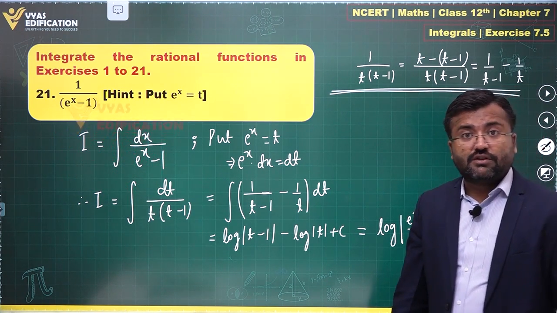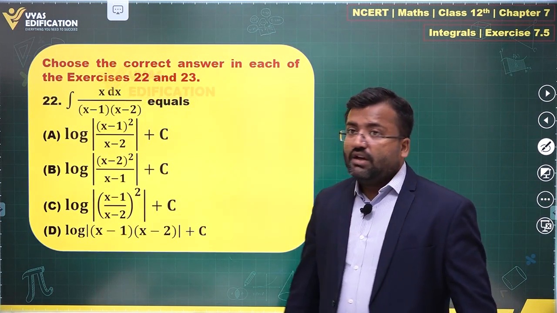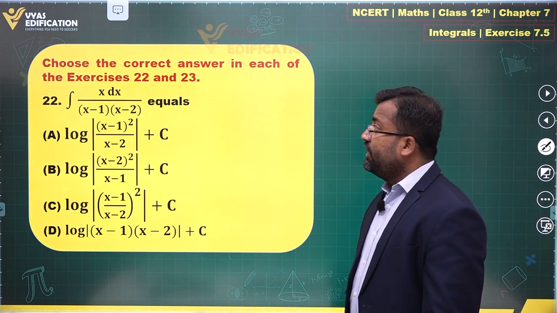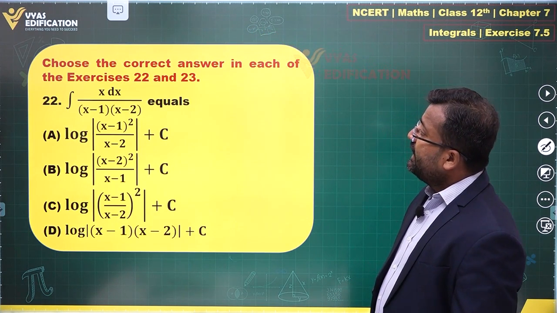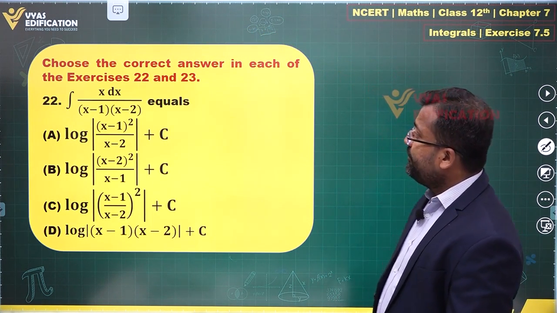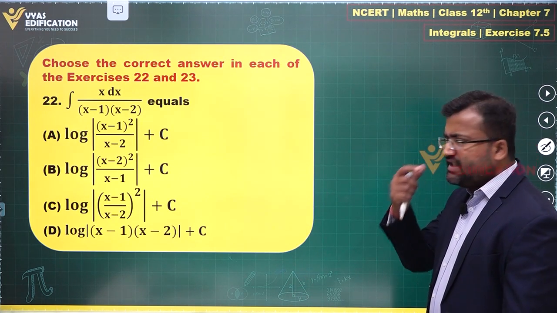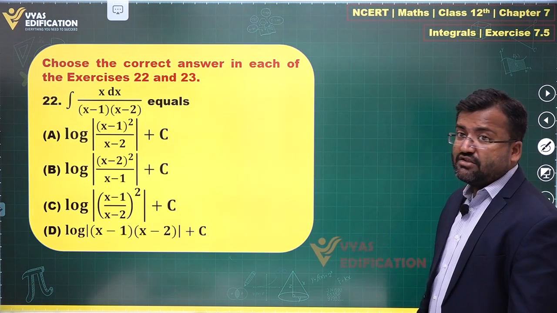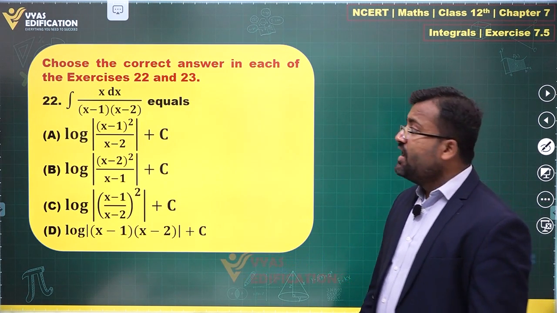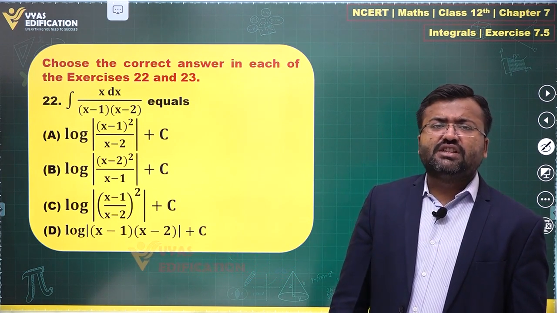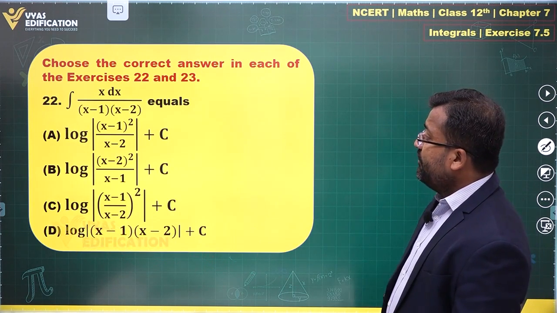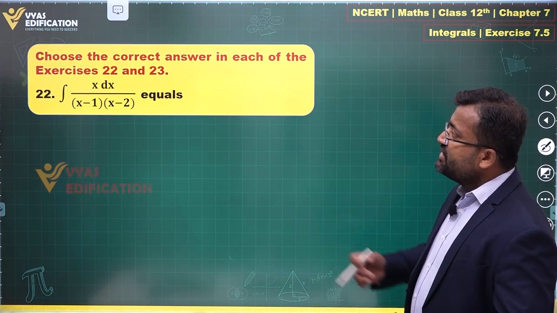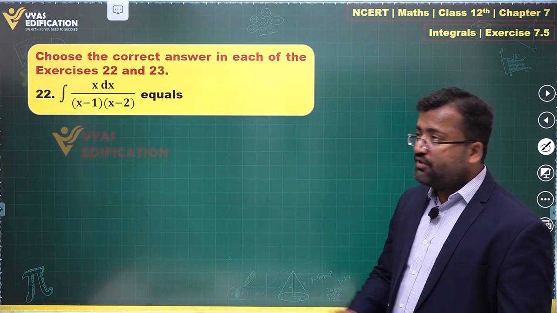This is the 21st question. The 22nd question says integrate x dx upon x minus 1, x minus 2. And how do we do that? Once again, this is linear upon quadratic. Basically, you can use ideas of linear upon quadratic, or this can be handled as polynomial upon polynomial. Being a rational function, this can be handled with partial fractions. Which of these approaches will be simple? Partial fractions here will be very simple, right? So let's see the solution of this 22nd question.